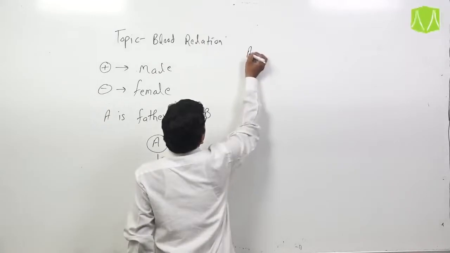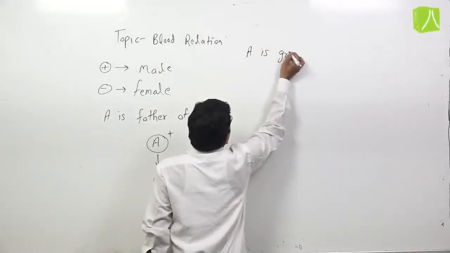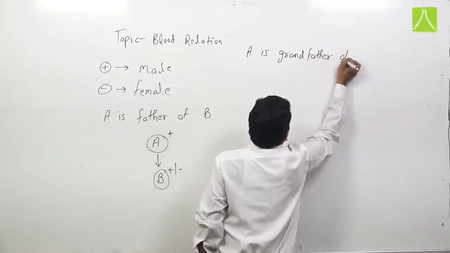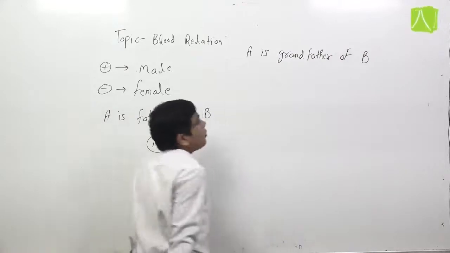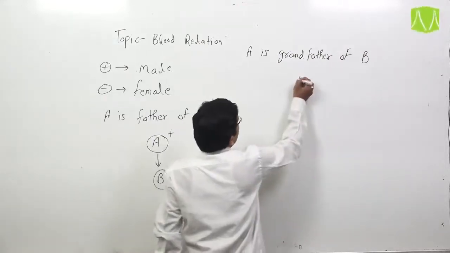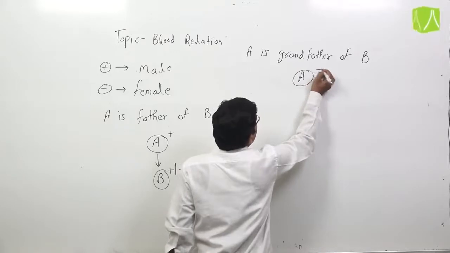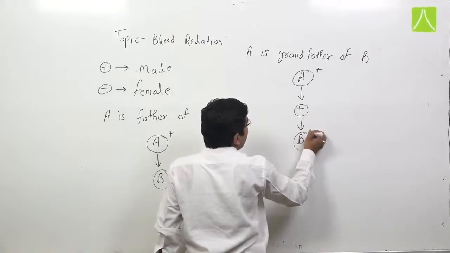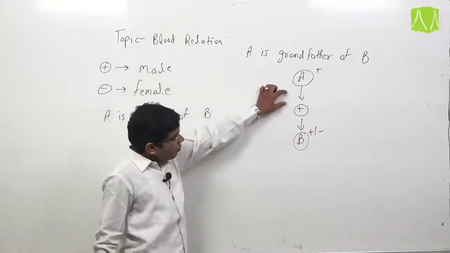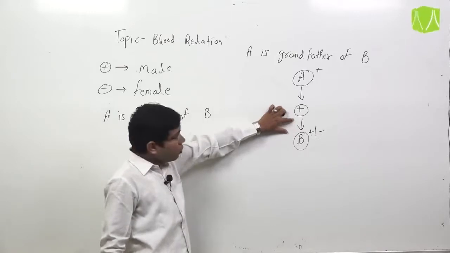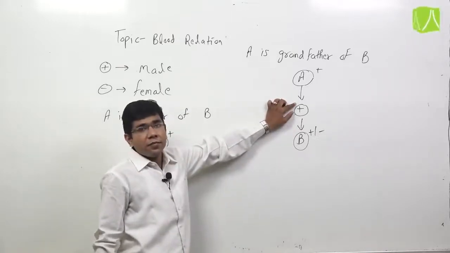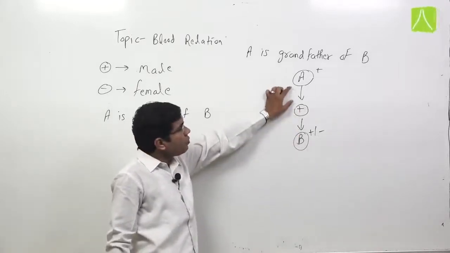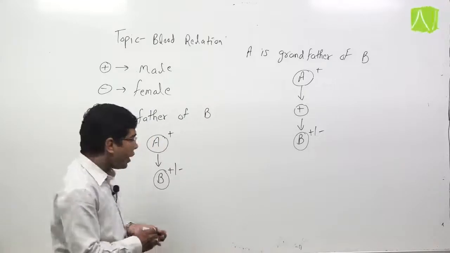If the statement is A is grandfather of B, the relation of grandfather is shown by double generation. A is grandfather of B means B is the son or daughter of A's son. So there is a double generation gap, which is denoted by a double downward arrow.